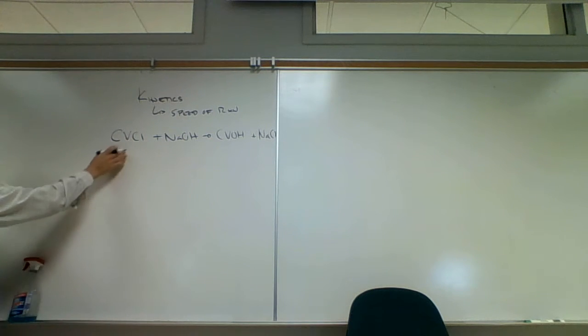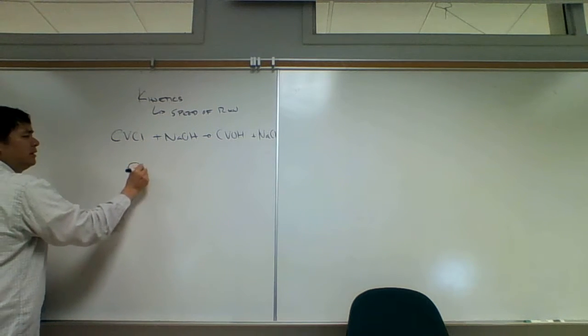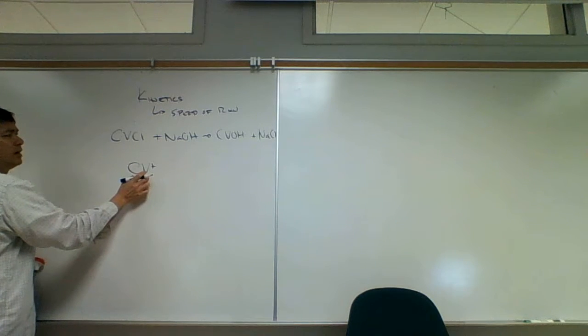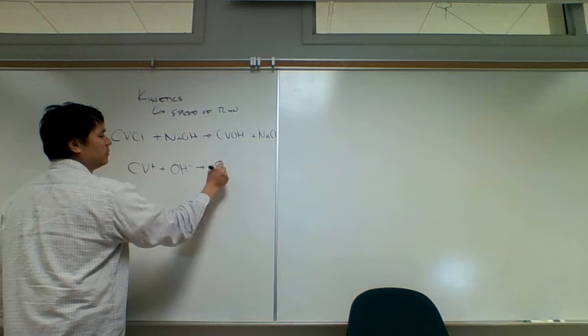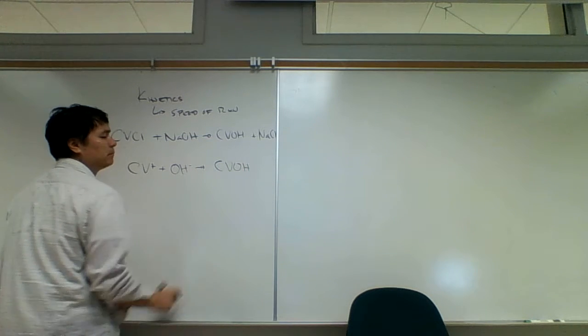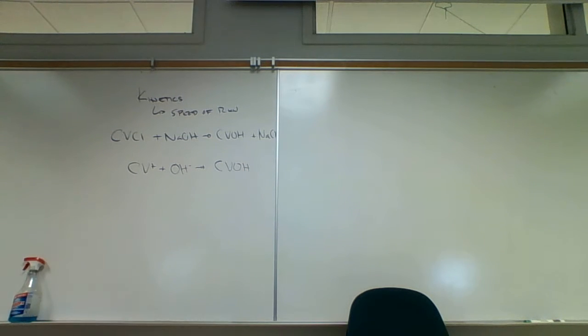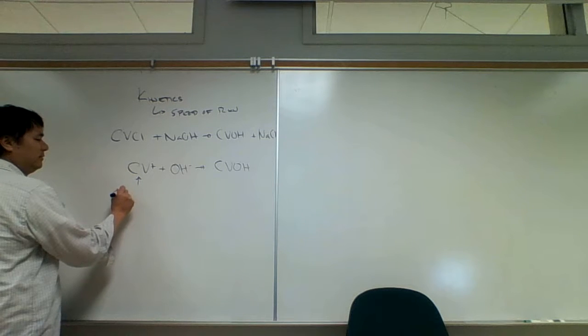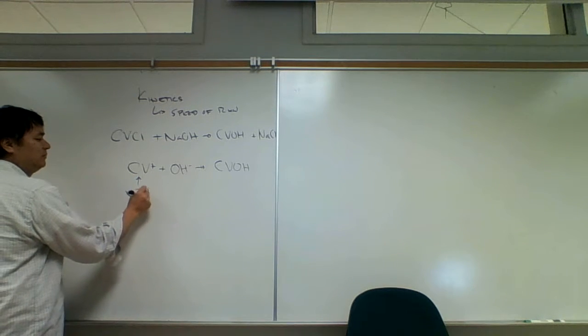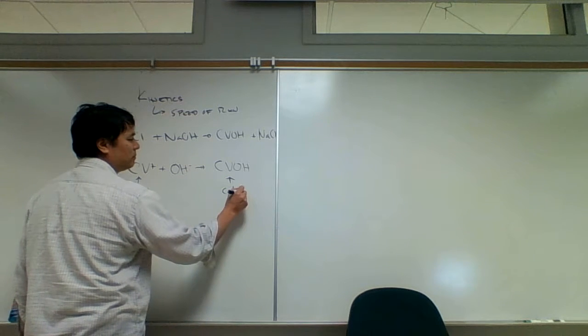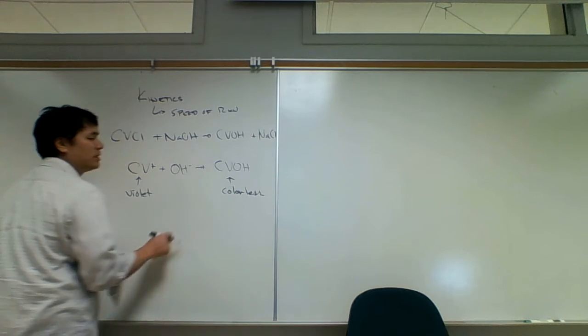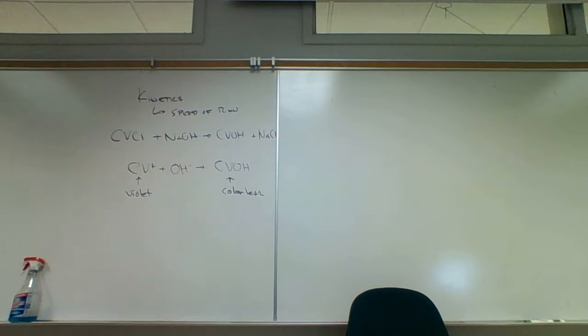As an example of a metathesis reaction, if we look at it in net ionic form, we have the crystal violet cation and the hydroxide anion coming together to form crystal violet hydroxide. And this reaction is easy to monitor the progress of because crystal violet is violet in color, whereas crystal violet hydroxide is colorless. And so as the reaction progresses, the color should fade.